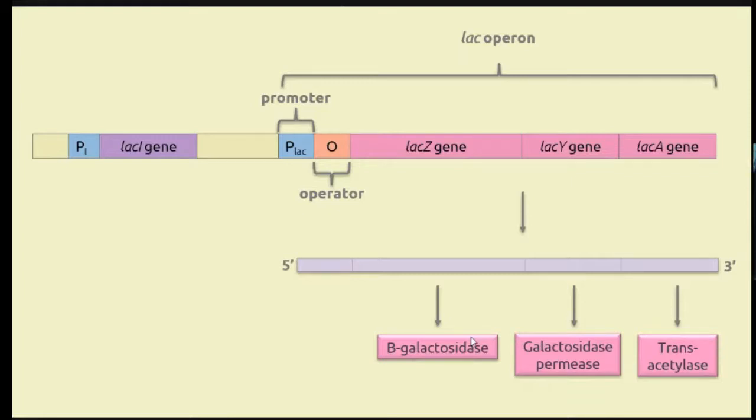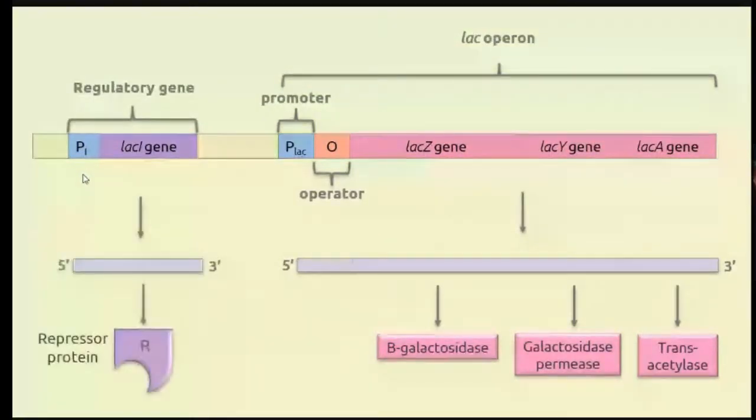Ito lang yung alalahanin nyo. Beta-galactosidase and galactoside permease. And upstream of the lac operon is a regulatory gene. So nasa taas ng lac operon, meron daw na regulatory gene. And this regulatory gene produces a repressor protein.